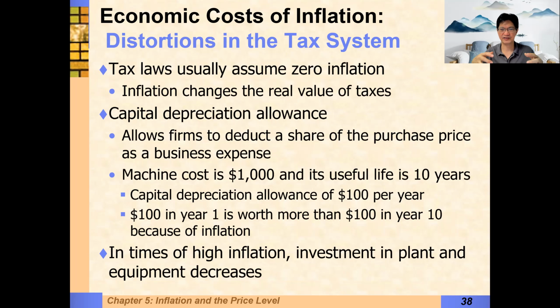You're not allowed to subtract 100,000 all at once to then pay zero profits this year. Instead, you're allowed to subtract it maybe over the course of 10 years. So every year you have to subtract 10,000, 10,000, 10,000, 10,000. Now, this depreciation allowance would be worth the same amount, 10,000 every year, if there's zero inflation. And the tax system assumes there's zero inflation.